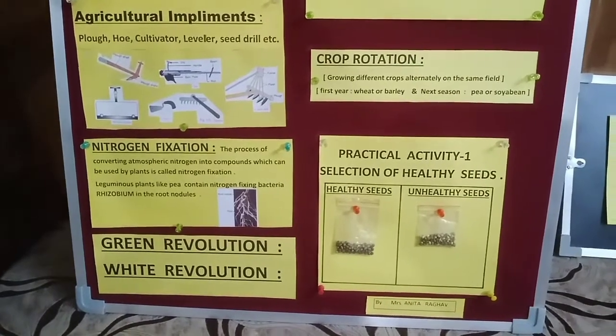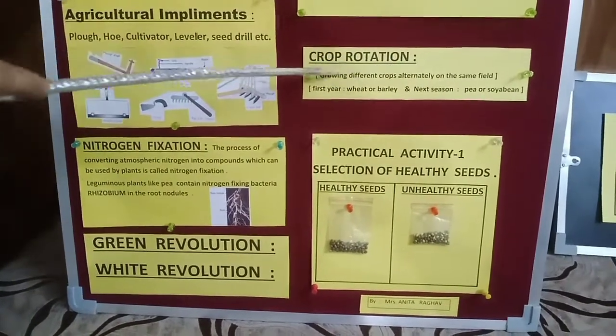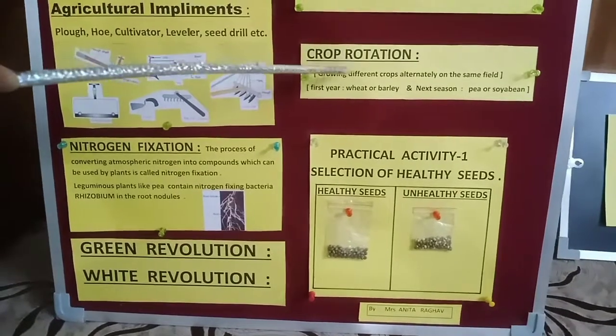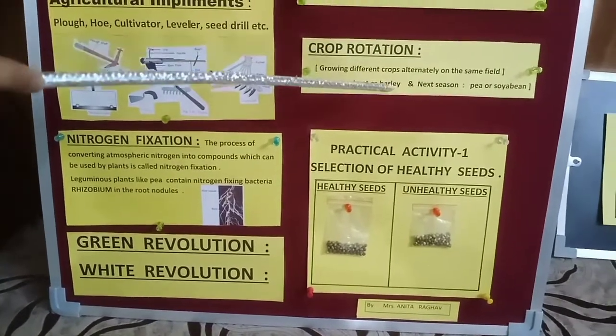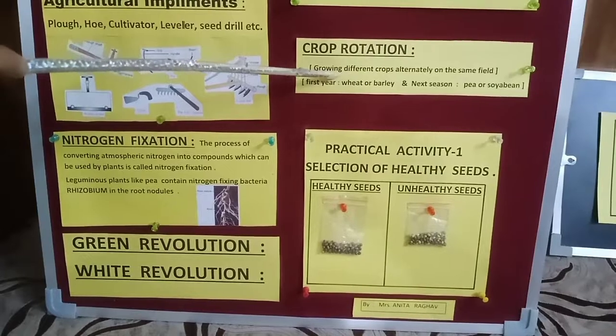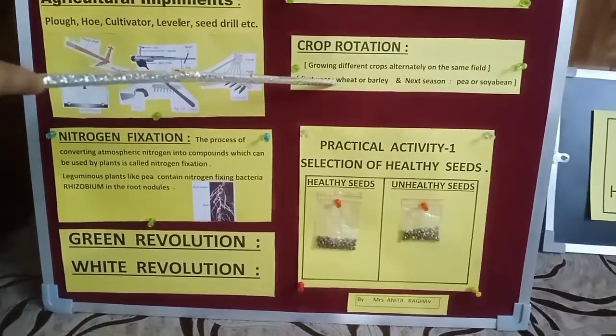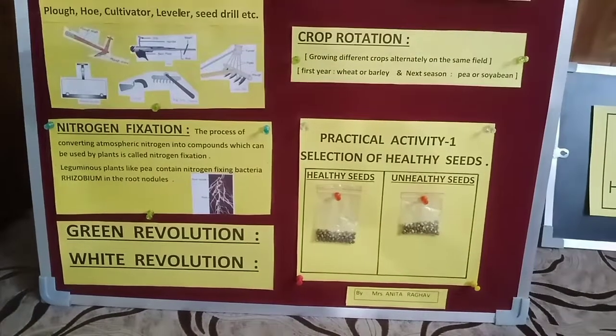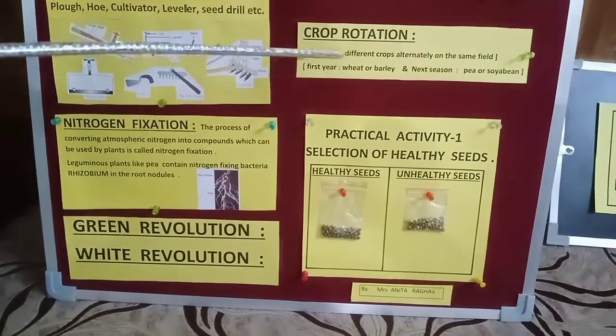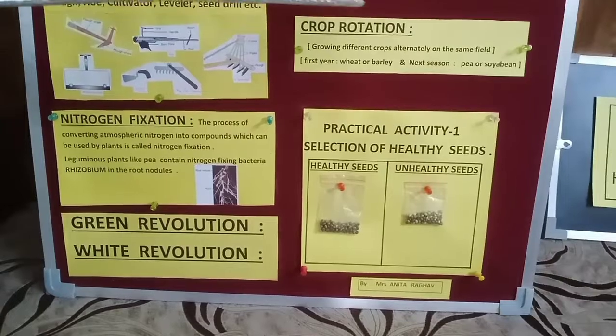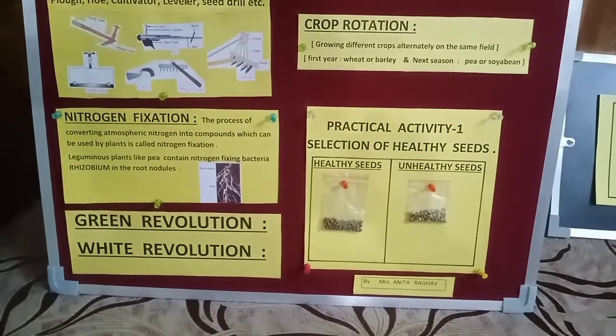So let's come to the next topic, that is crop rotation. It is the practice of growing two or more dissimilar crops on the same field alternately. When we keep on growing the same crop over and over again, the land becomes deprived of nutrients. Crop rotation is done to replenish the nutrients.